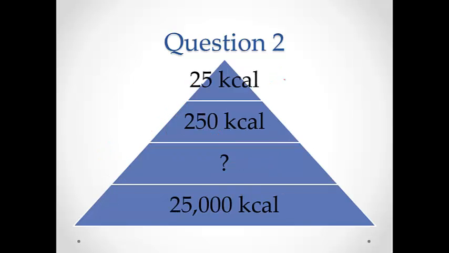Let's look at another example. So for question 2, take a look at this and then write your answer down on your paper. Again, you should have thought about the 10% rule. Only 10% gets passed on to the next level. So if I only pass on 10%, I put my decimal point here, move it one place over. 2,500 kilocalories gets passed on to this level. So your answer should be 2,500 kilocalories.